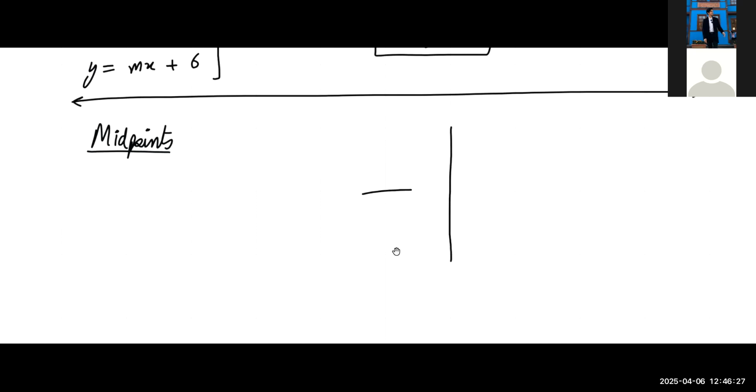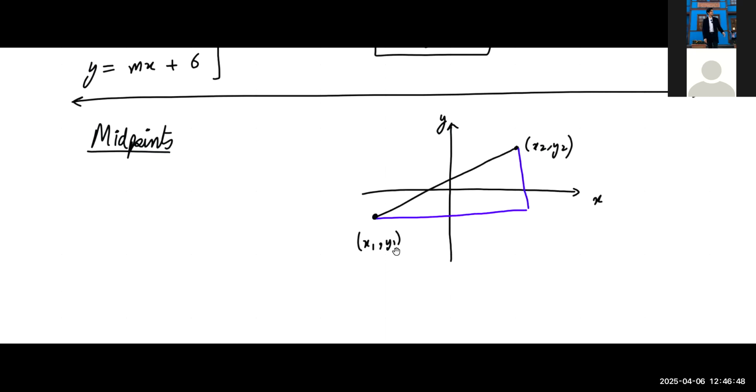Let me show you. Imagine two random points, this one we'll call x1, y1, and this one x2, y2. I want to find the distance between these two. We use Pythagoras to do this. We make a right angle triangle because we know what this length is. How do you find it? You simply find the difference between the x value of this point and the x value of this one.